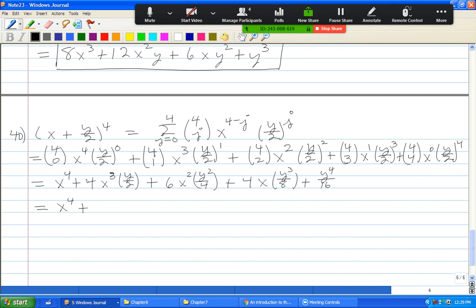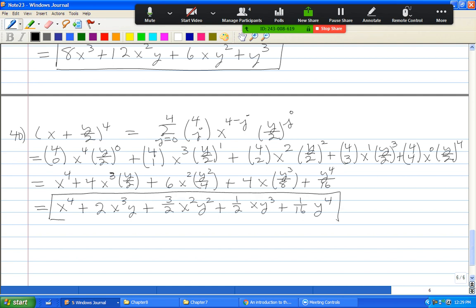So this is equal to x to the 4 plus 4 divided by 2 is 2, x cubed y, plus 6 over 4 is 3 halves, x squared y squared, plus 4 divided by 8 is 1 half, x y cubed, plus 1/16 y to the 4. And that is your expansion. Okay.